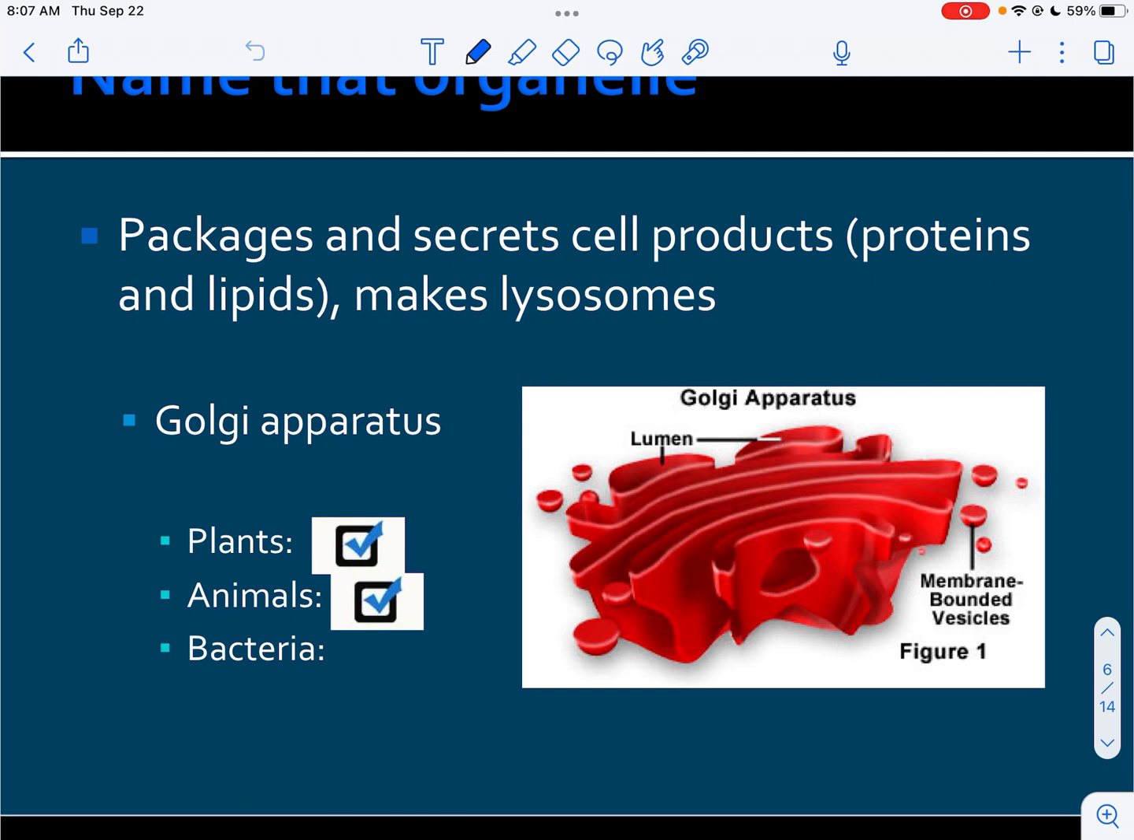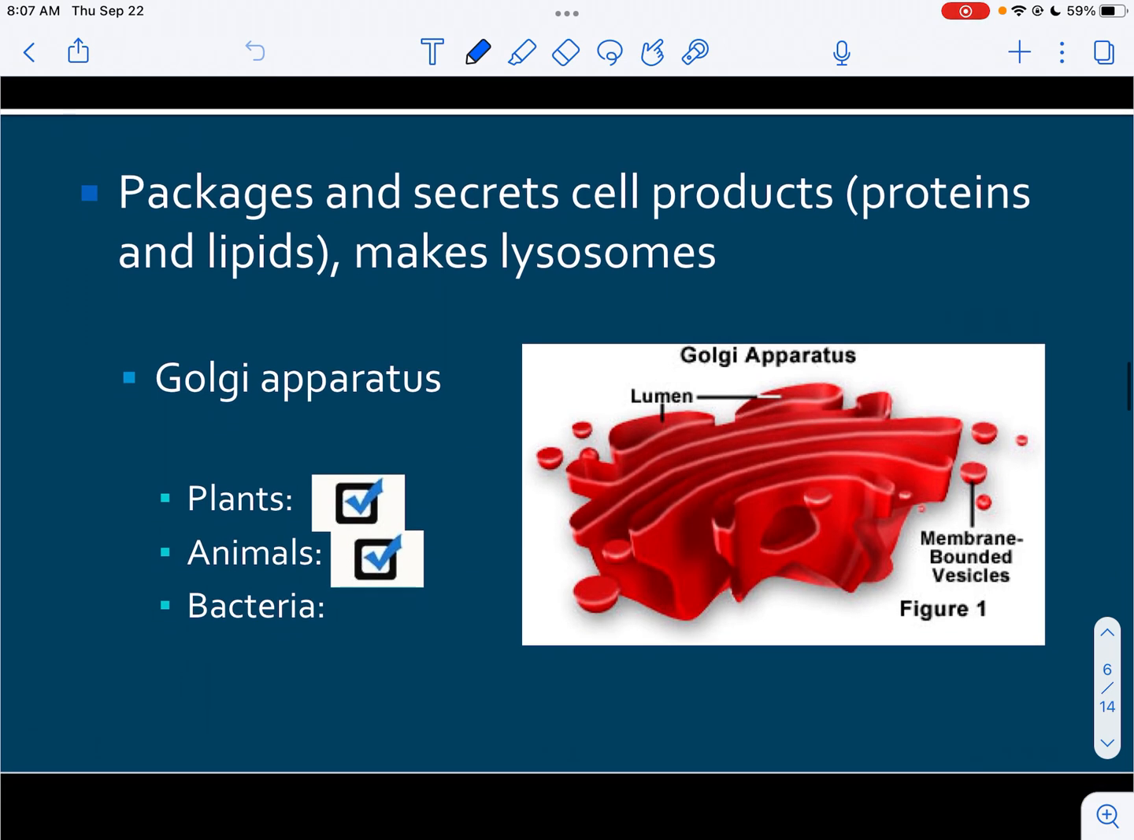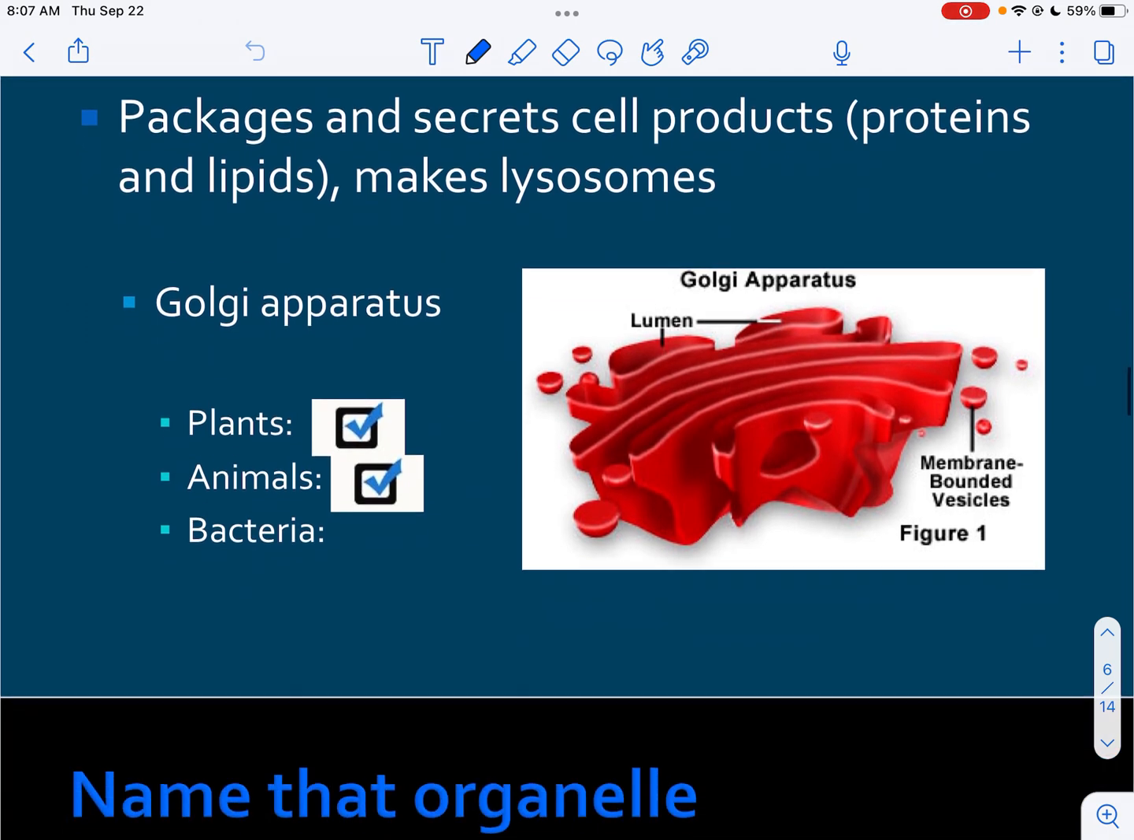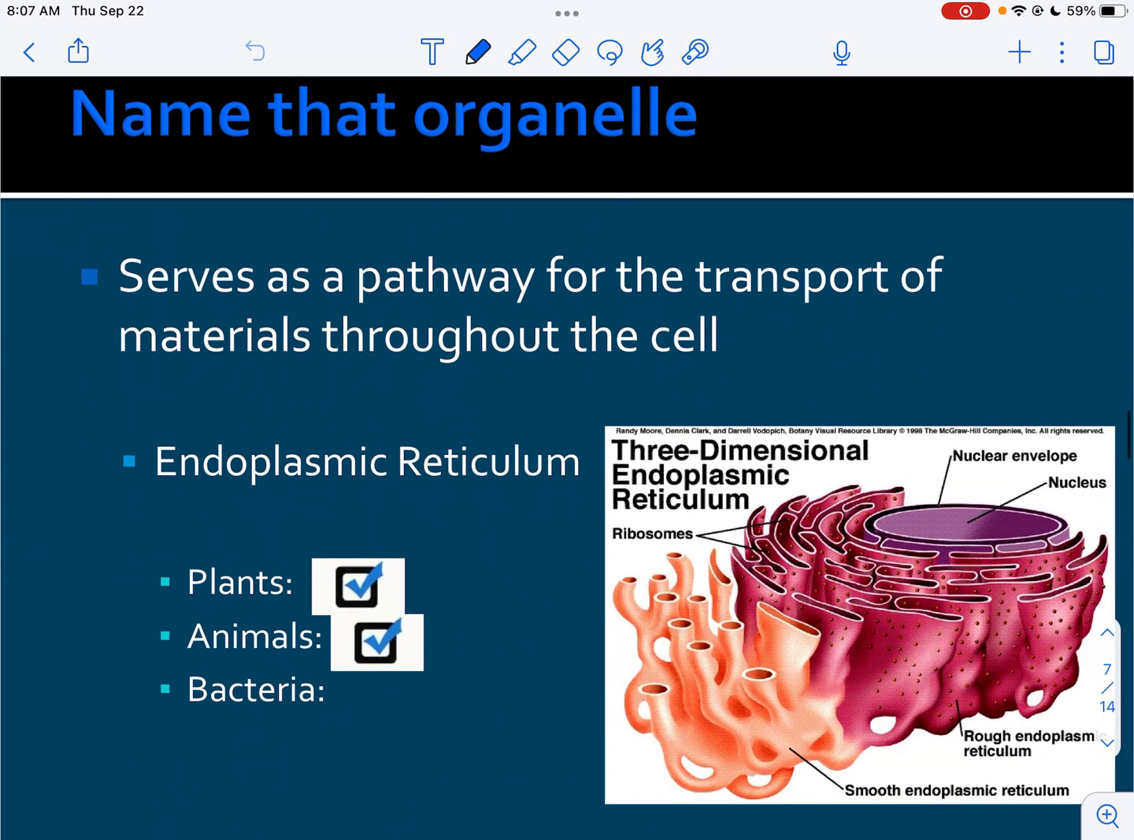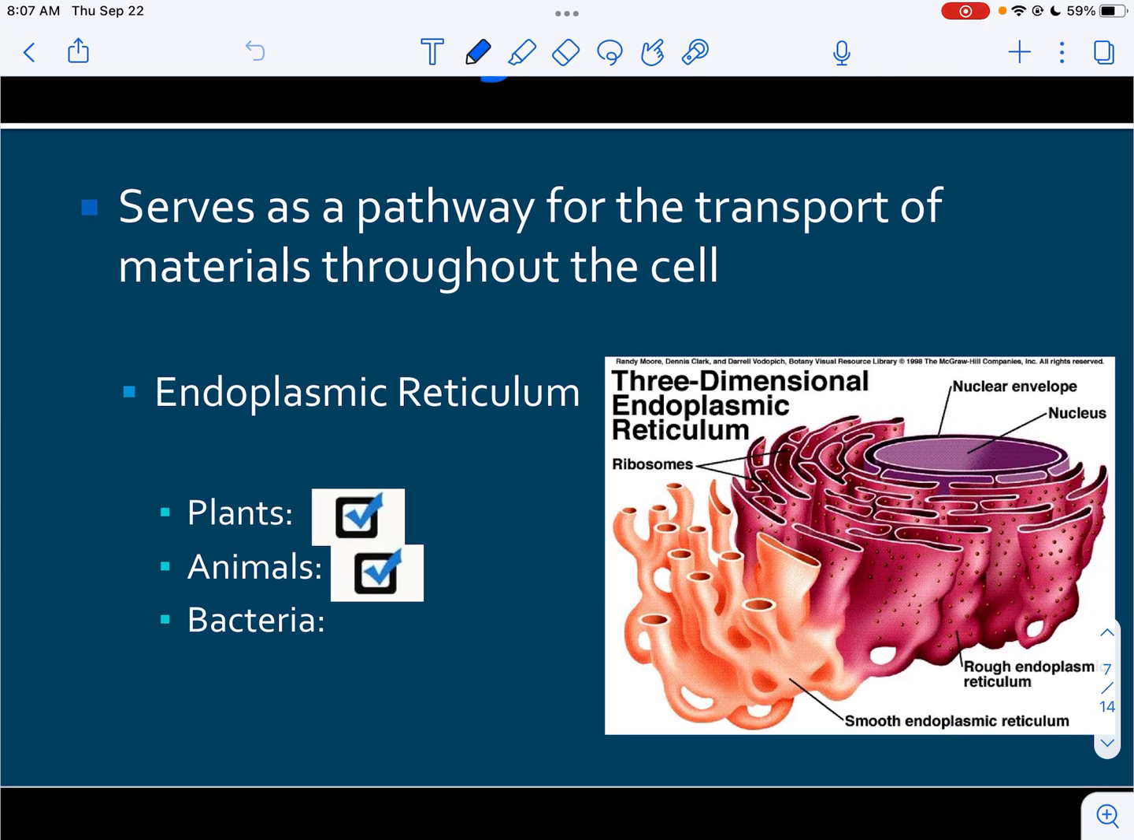You might also see this as the Golgi body. Okay, so you might see Golgi body or Golgi apparatus. They're going to be the ones that package and secrete our cell products. All right, you guys good with that one? That was a little bit longer.